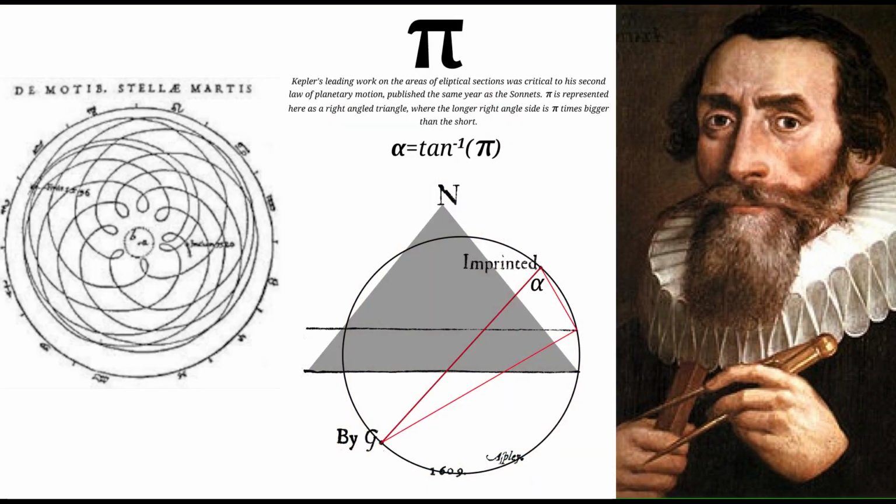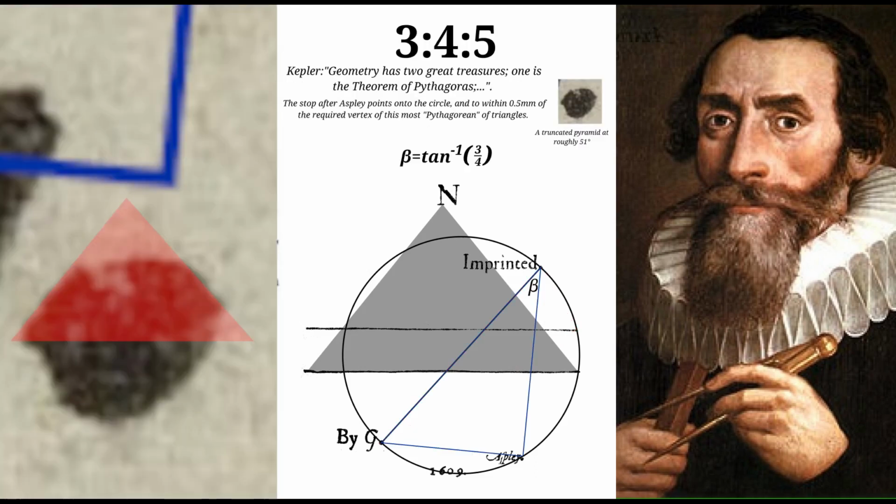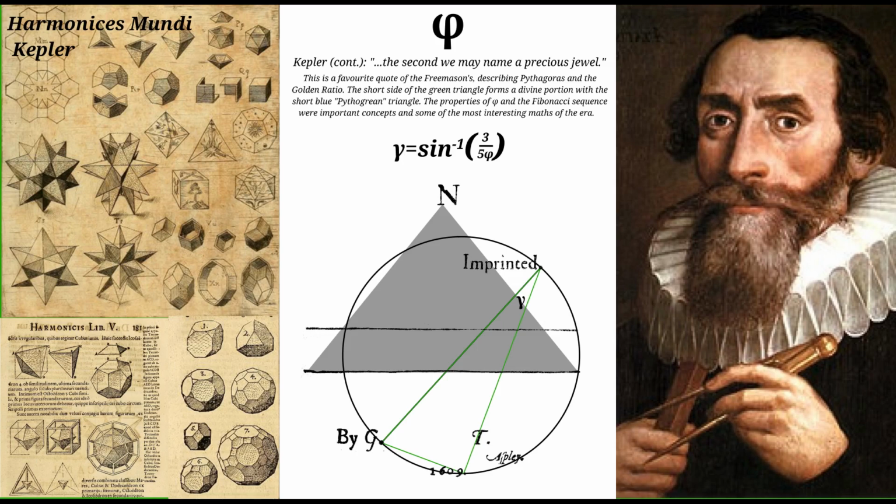The 3 triangles have angles of inverse tangent of pi, such that its middle side is the length of the circumference of a circle of diameter equal to the short side. Then the inverse tangent of 3 over 4, or a 3-4-5 triangle. And finally, the last triangle has a short side which forms a golden ratio with the short side of the 3-4-5 triangle. It has an angle at the imprinted dot of inverse sine of 3 over 5 phi.